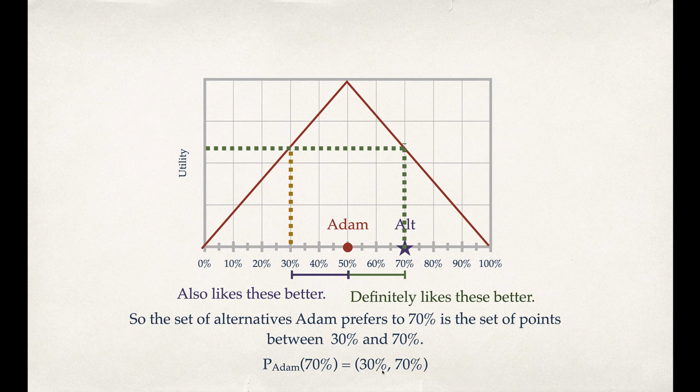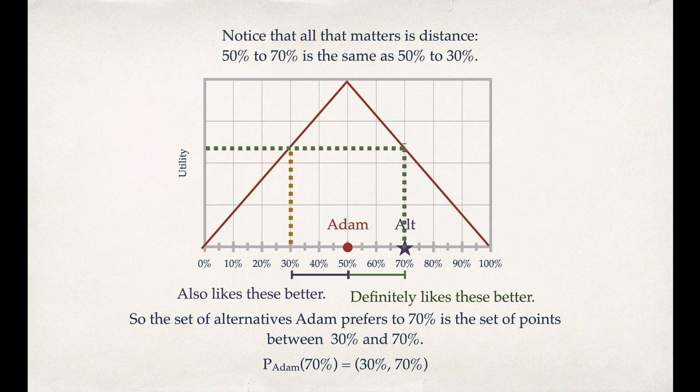So when we use set notation, a parenthesis means it's not 30%, but it's everything right up to 30%. It means it's not 70%, but it's everything right up to 70%. All right? And I'm going to show you some examples where we do have hard brackets in a second, so that distinction will become clear if it's a little bit confusing right now.